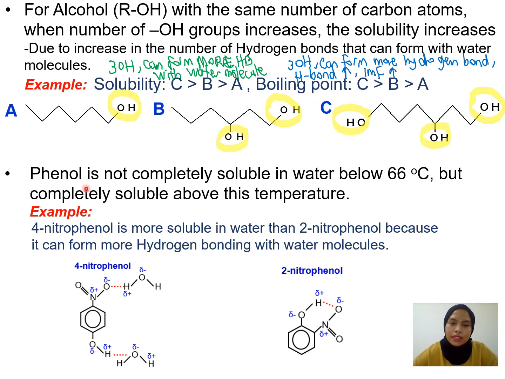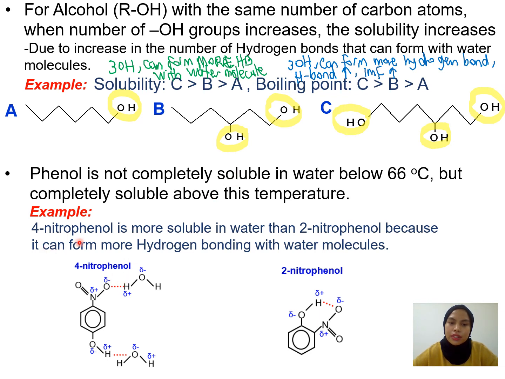Okay, next, if you see here, it says phenol is not completely soluble in water below 66 degrees Celsius but completely soluble above this temperature. So phenol might be soluble or might not be completely soluble. But whatever it is, if we want to talk about solubility, it is all about whether it can form hydrogen bonds with water molecules.